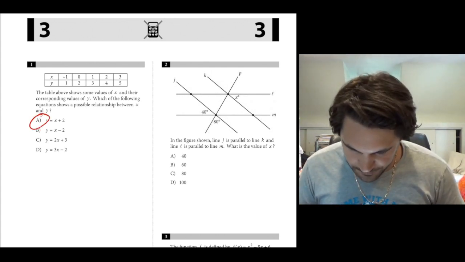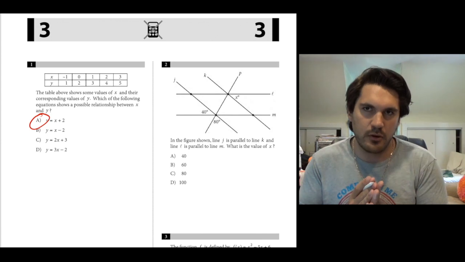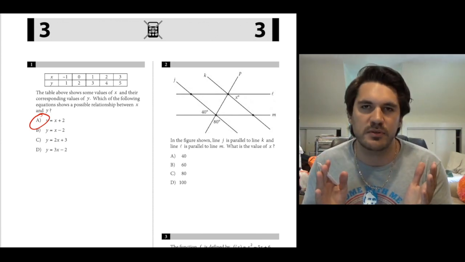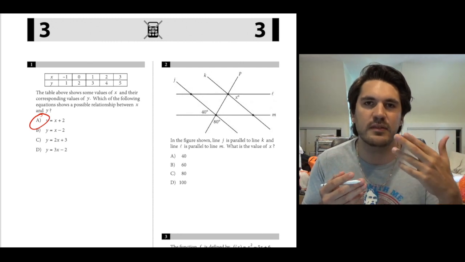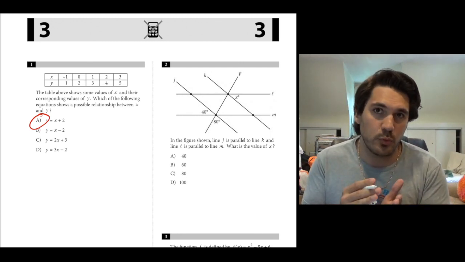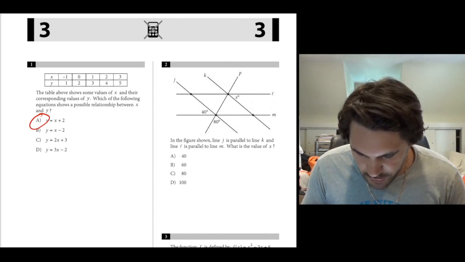Number 2. In the figure shown, line J is parallel to line K, and line L is parallel to line M. What is the value of x? So when the lines are parallel, a bunch of angles are going to be the same. Basically, if the lines are parallel, the general rule of thumb is if the angles look like they're equal, they're going to be equal. So let's see, what is the value of x?